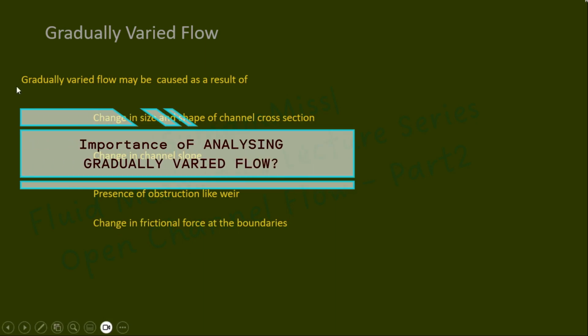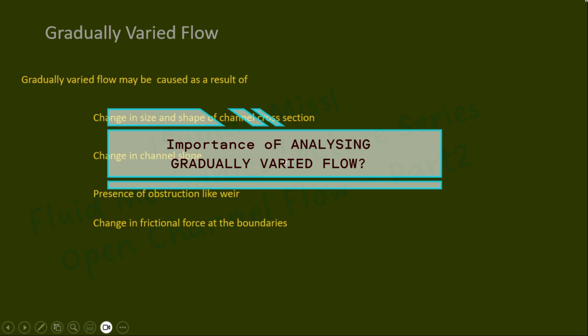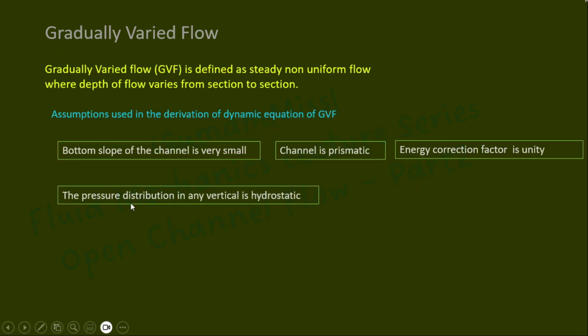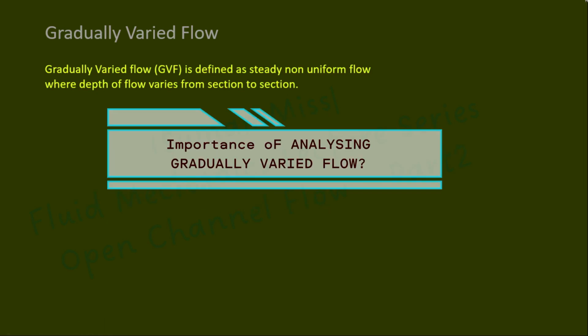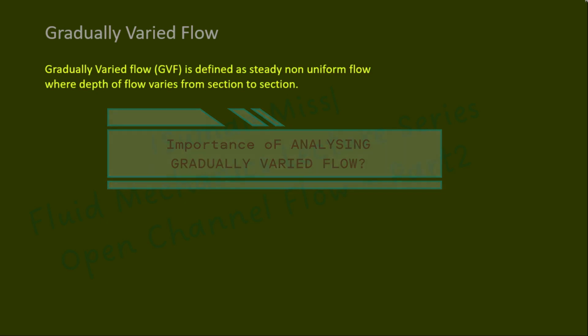Now let us discuss the importance of analyzing this gradually varied flow. Within this condition we can say that pressure distribution in any vertical is hydrostatic, because for a small sloped prismatic channel without turbulence, the streamlines are straight and parallel. So in that case, the pressure distribution in any vertical is hydrostatic. In the design of open channels, it may be necessary to calculate the flow pattern for getting the surface profiles and the length over which backwater effects occur due to the construction of hydraulic structures like dams, reservoirs, weirs, etc.